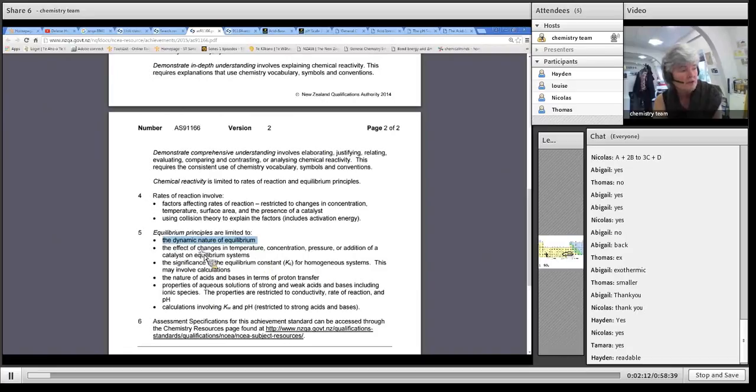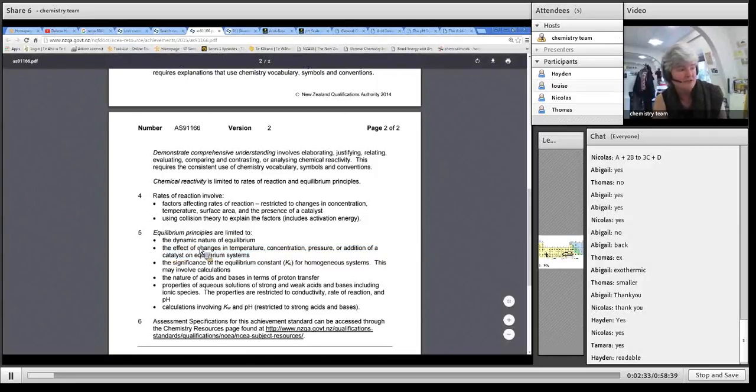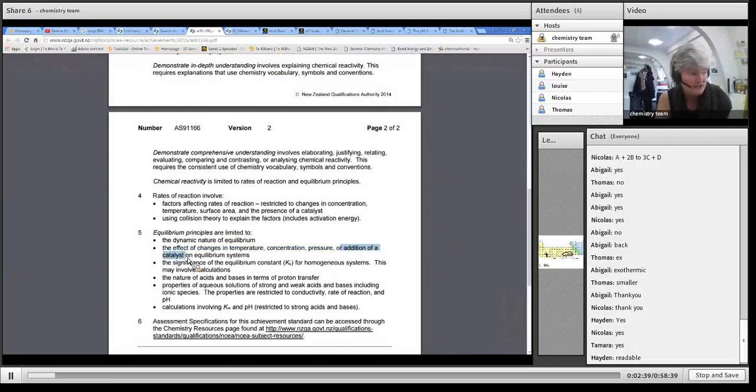And then we looked at factors, and some of these are very similar to what affected rates, so just make sure you don't get yourself confused. Temperature, concentration, and pressure will affect an equilibrium. A catalyst will not. So it says here the effect of changes in or addition of a catalyst. That's the one that's not going to affect your equilibrium.